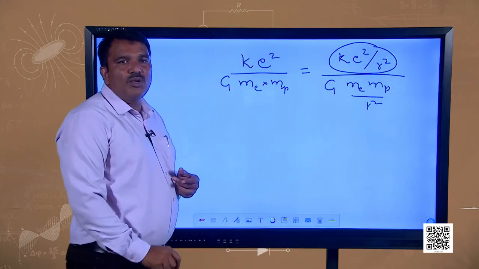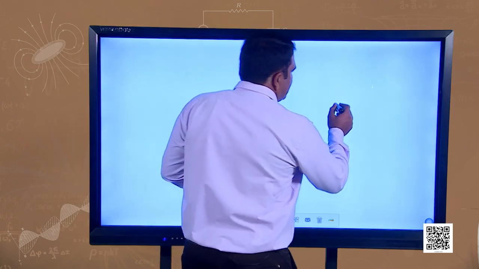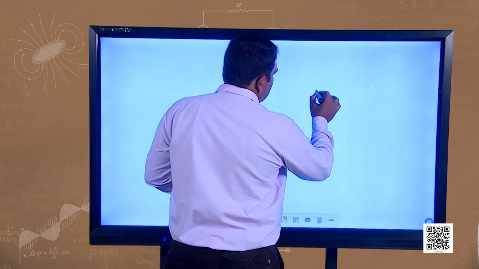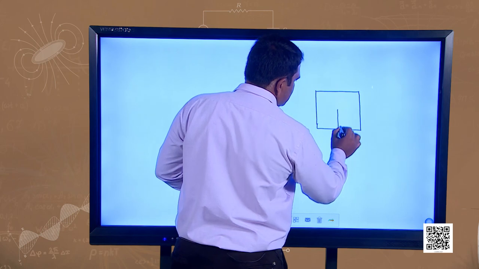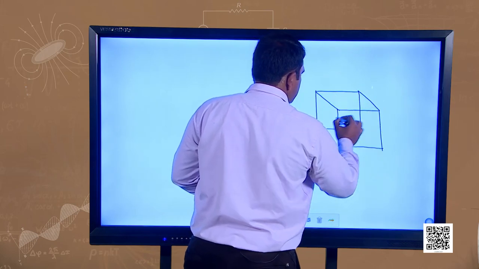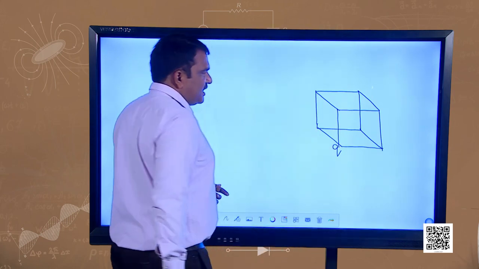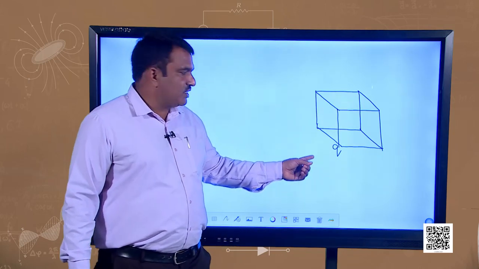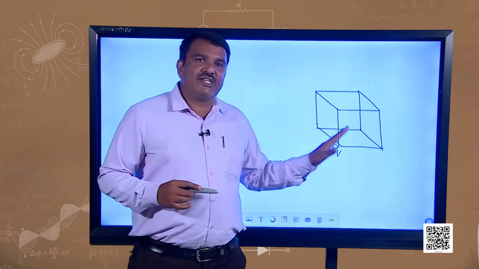this is the formula of a charge Q is placed at one of the corners of a cube of side small a. Find the flux through each face of the cube. So, in this problem, you are given a cube like this. Let us suppose a charge small q is placed here at one of the corners of this cube and each side of this cube is A. Now, you have to find the flux through each face of this cube.